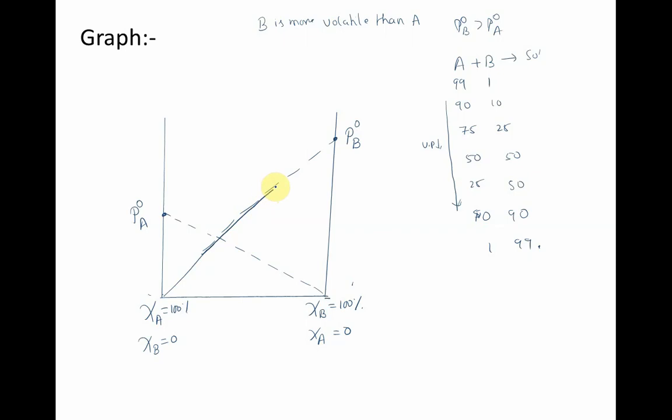The vapor pressure also decreases for B. So like this we plot the graph. Now this is the graph which indicates the total vapor pressure of both the components, that is P total is always equal to PA plus PB. When I move like this, XB concentration goes on increasing and XA concentration goes on decreasing. Pause the video and note it down.